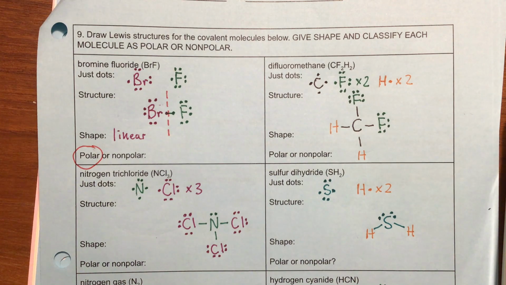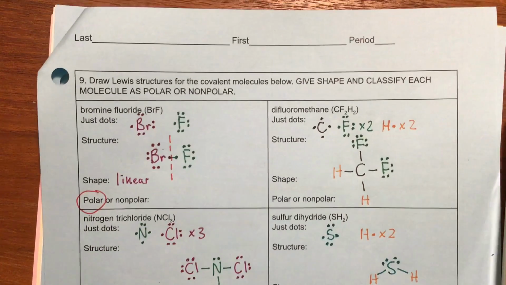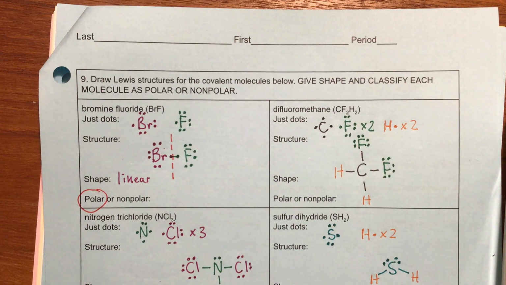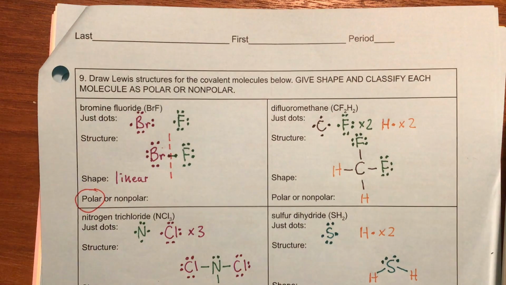Okay, so we're going to start out and just look at shape. Things that are different on the two sides, meaning they're asymmetrical, where you can divide them so that the two sides are different, those molecules will be polar. That's what we're going with. Just like if you cut the Earth in half, you would have a North and South Pole, and they are different. That's what we're looking for.